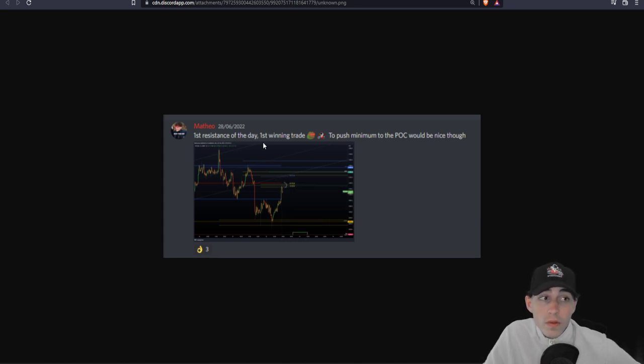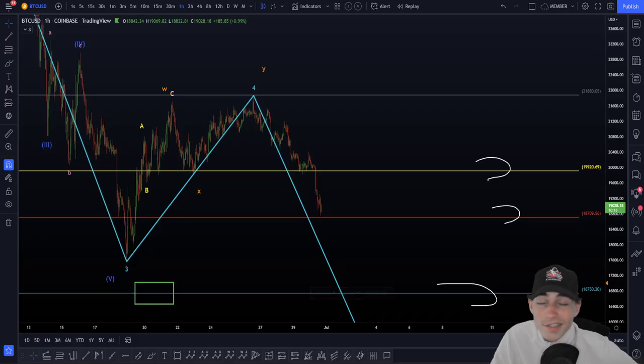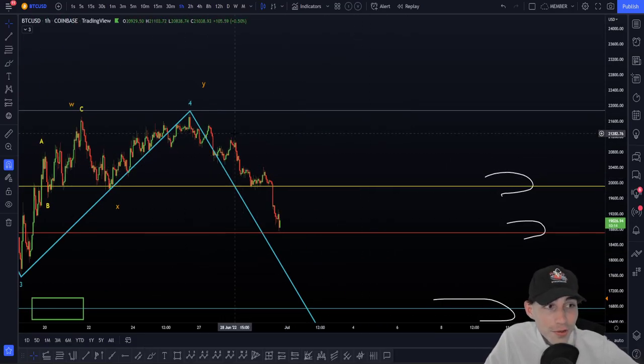The first resistance of the day, we did not break through it. So the first resistance here, we got a rejection. This is just really insane again. We also got a rejection of the first target I gave to VIPs.